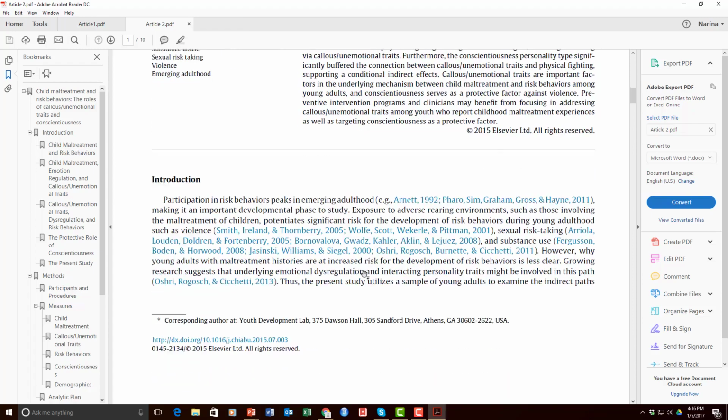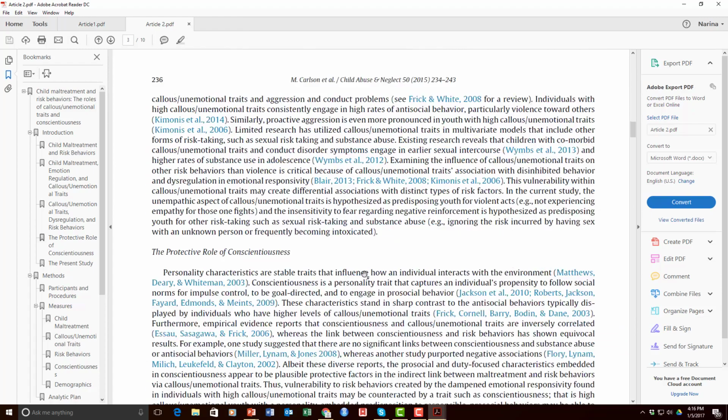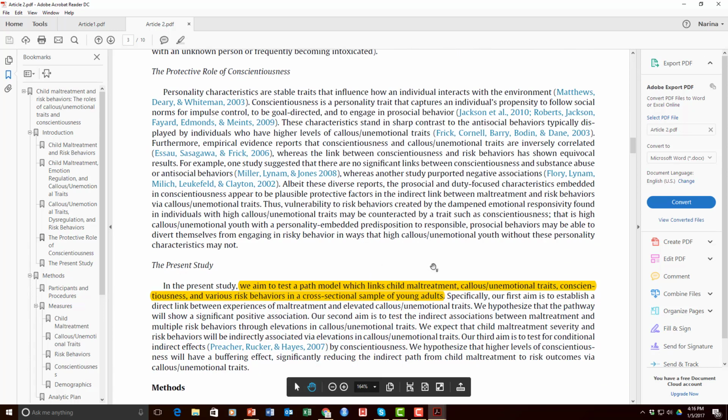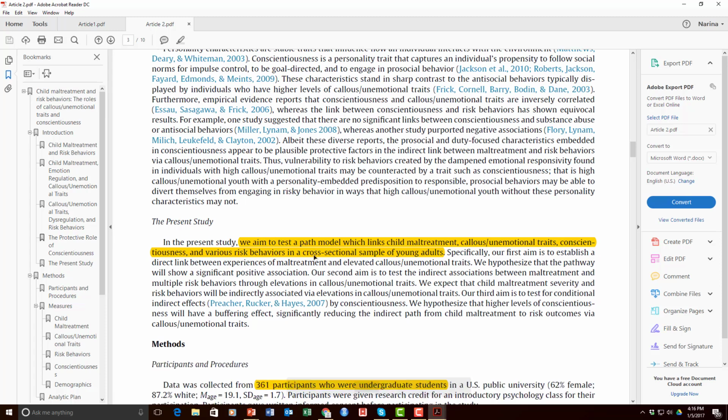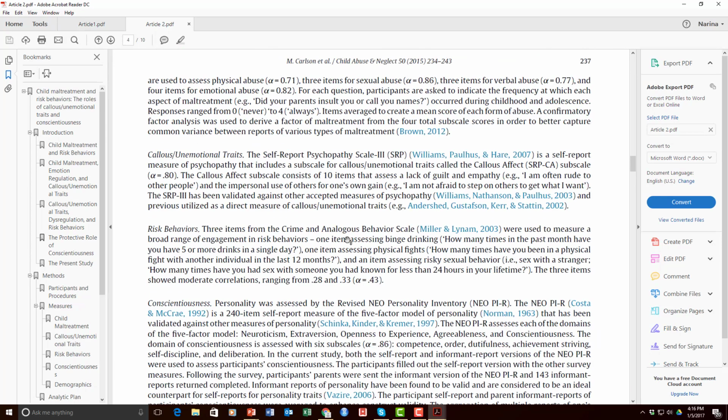Again, we can skip through the introduction and get to that. Aha. This here again, just to show you what they were trying to study. Here we know again, undergraduate students. So we know that this is a retrospective study.